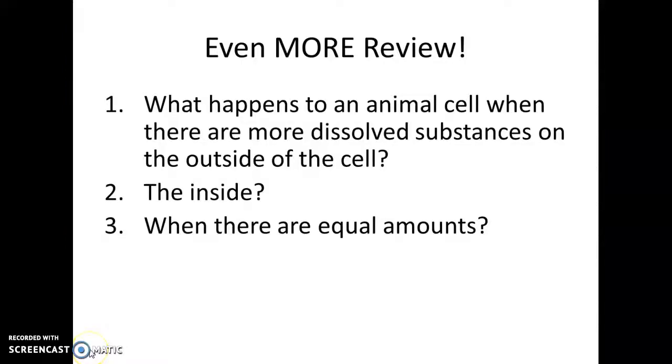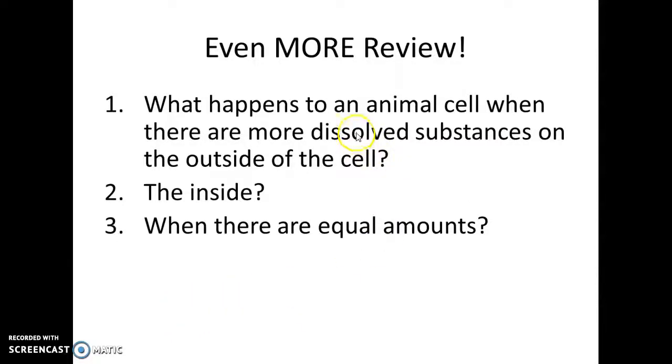Go ahead and turn to your neighbor and talk about these three questions. If you're having a hard time with these types of problems, draw yourself a picture. You can draw a simple diagram with a lot of dots to represent the hypertonic area and just a few dots to represent the hypotonic area.